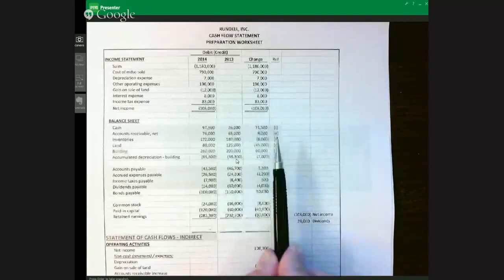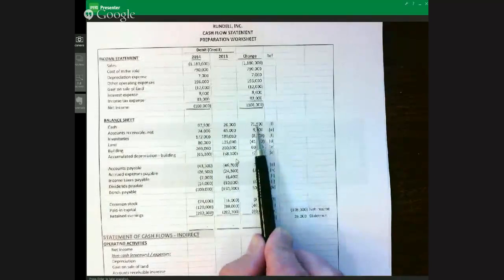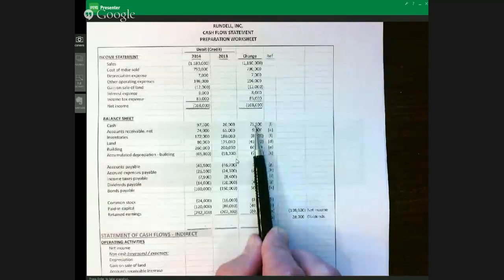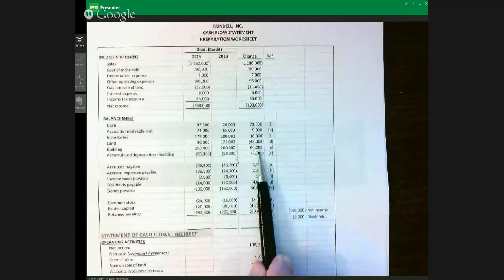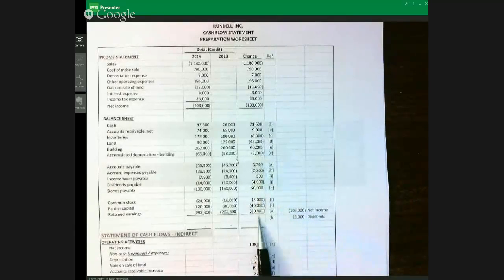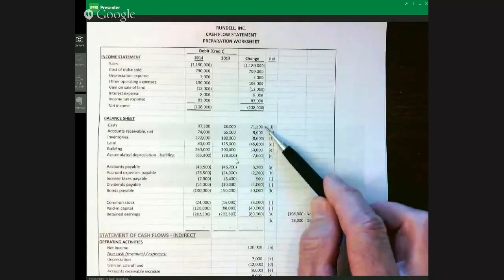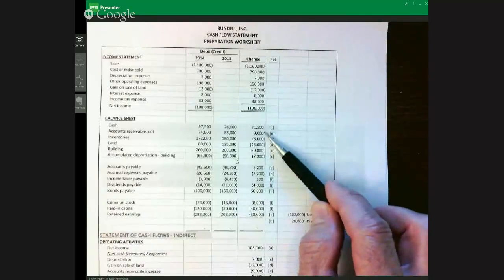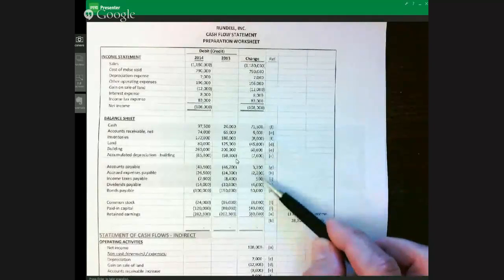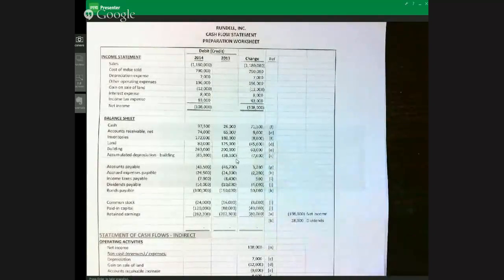The objective that we're after is that the change in cash can be explained by the changes in every other account on the balance sheet. Let me say that again. The main objective is to say the change in cash can be explained by the changes in all the other accounts on the balance sheet.